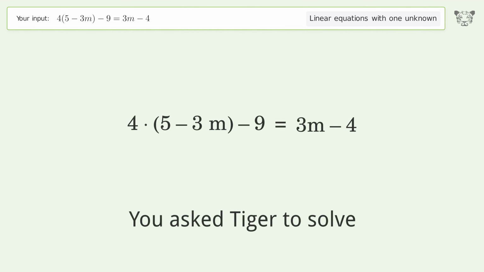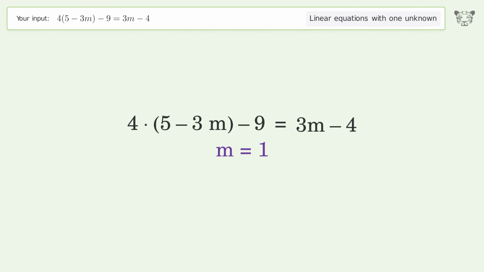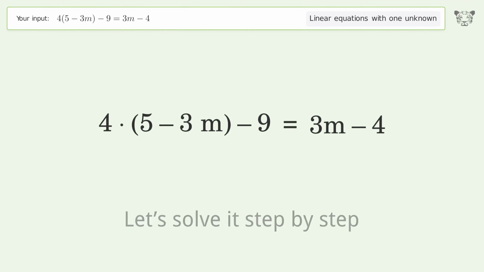You ask Tiger to solve this. It deals with linear equations with one unknown. The final result is m equals 1. Let's solve it step by step.